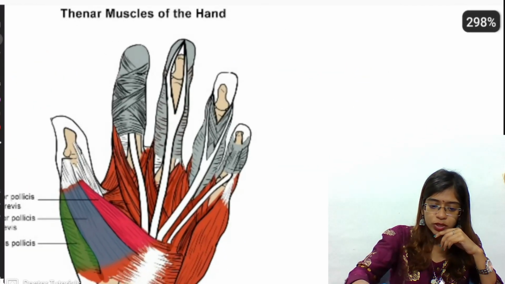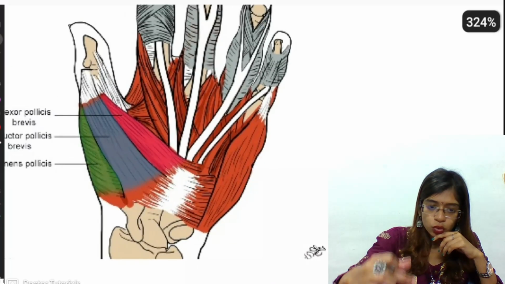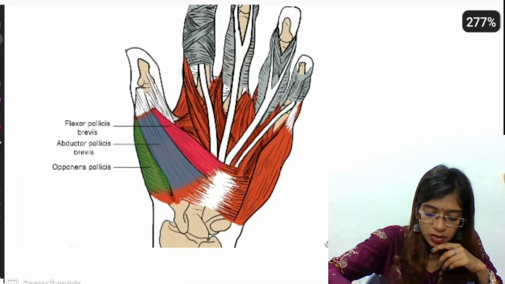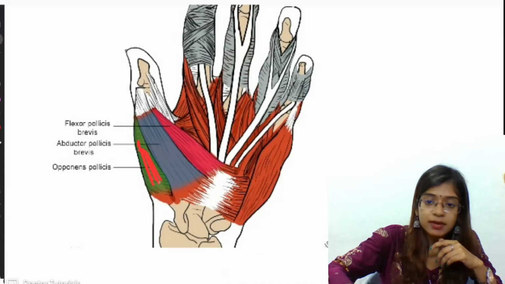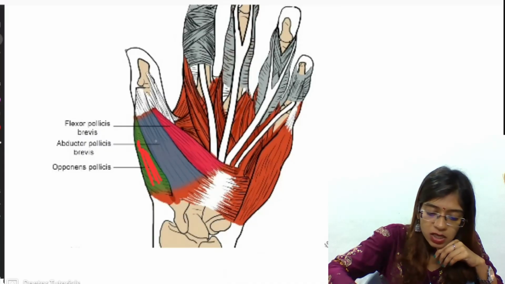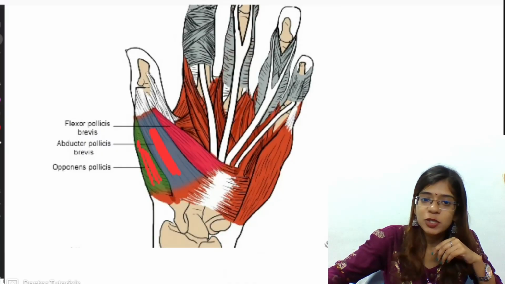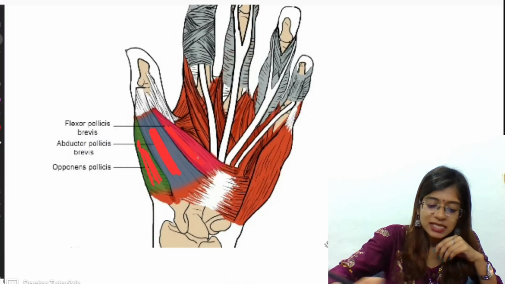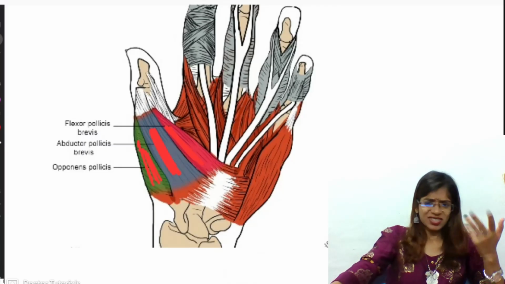Look here guys. You can just go through this picture. This muscle here is the opponens pollicis, this muscle here is the abductor pollicis brevis, this muscle here is the flexor pollicis brevis. Just go through it.